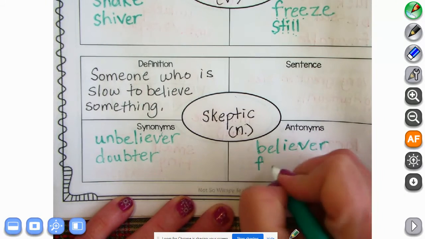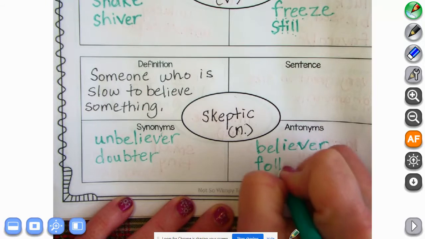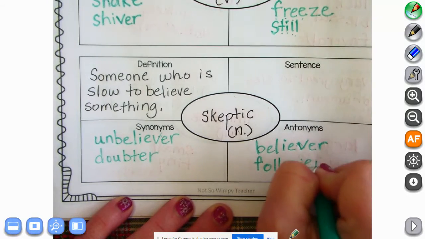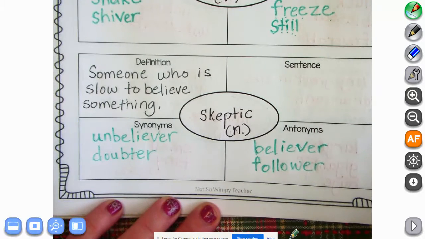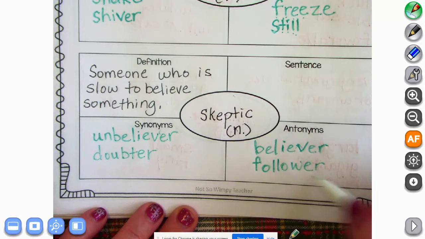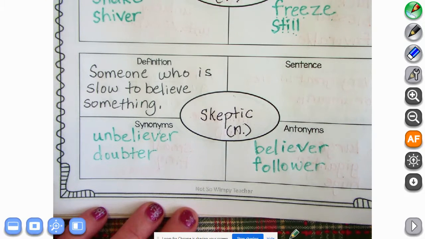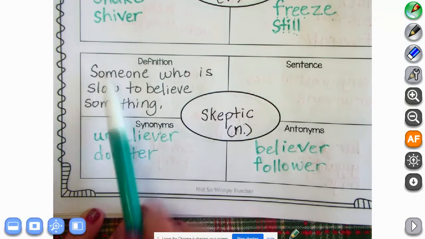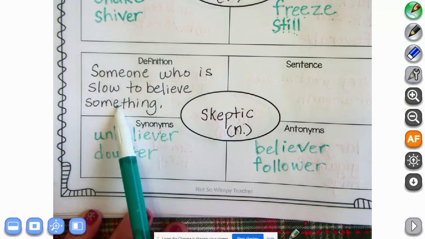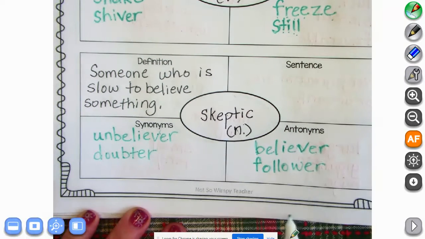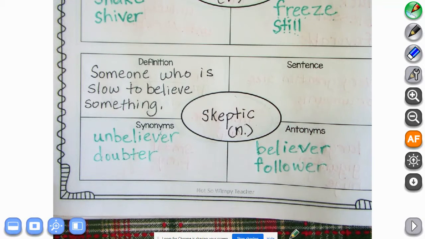F-O-L-L-O-W-E-R. Follower. All right, so we have skeptic, noun, someone who is slow to believe something, an unbeliever and a doubter, or a believer and a follower. Okay, make sure you get those all written down, please.